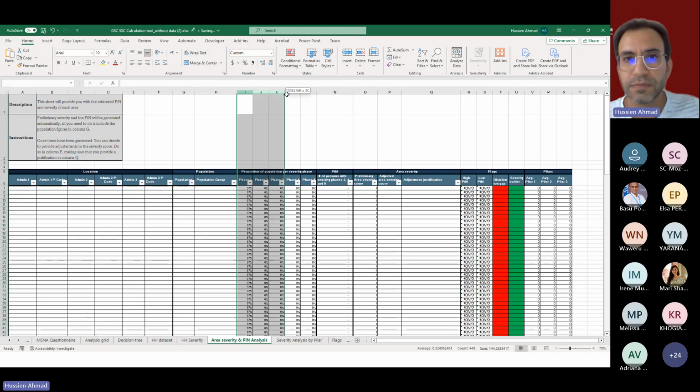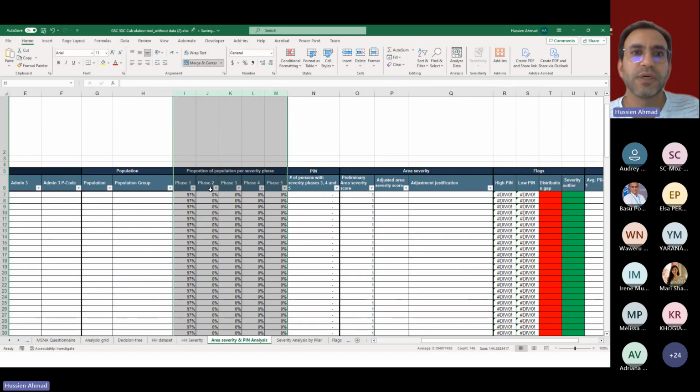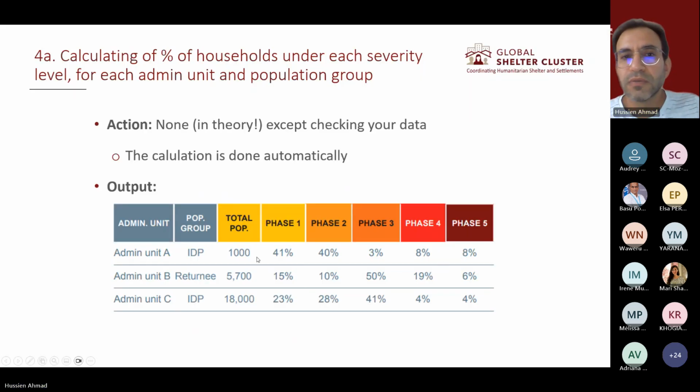This part. Maybe it's small now, you cannot see it very large, but yeah. So maybe in this part, you will have the proportion of population per severity phase for each admin area and for each population group. Usually the analysis is done by admin area and population group, but again, this is usually decided at the country level, and you follow what is decided there.